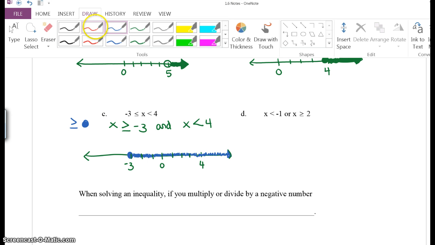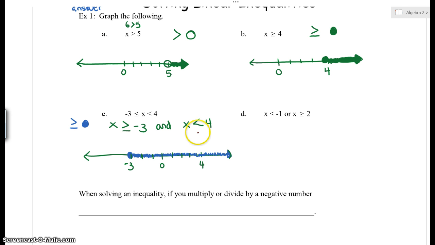And then we're going to do the same thing. Now, I'm going to choose a different color because I kind of want you to see something. At x is less than 4. Well, less than, so it's an open circle. So I'm going to put an open circle at 4. And numbers that are less than 4 are numbers like 0. And since 0 is to the left of it, we're going to go to the left.